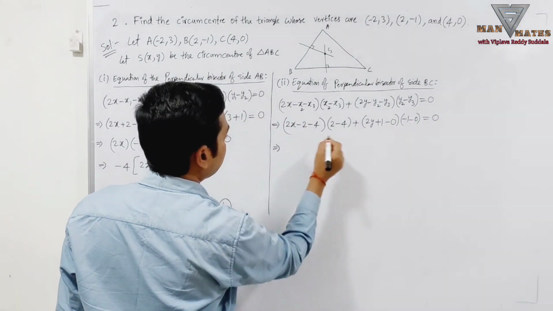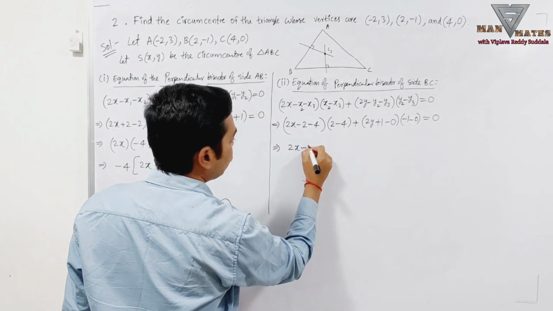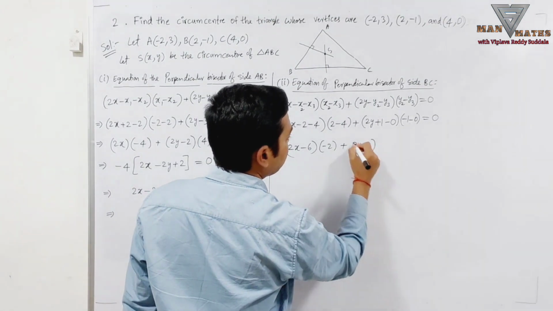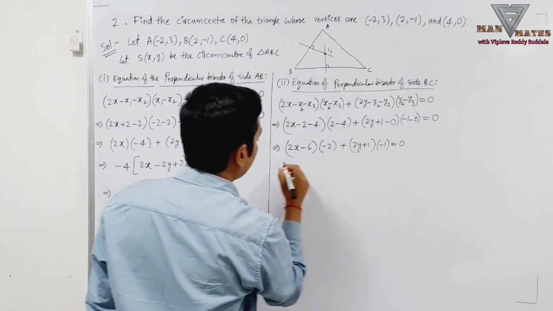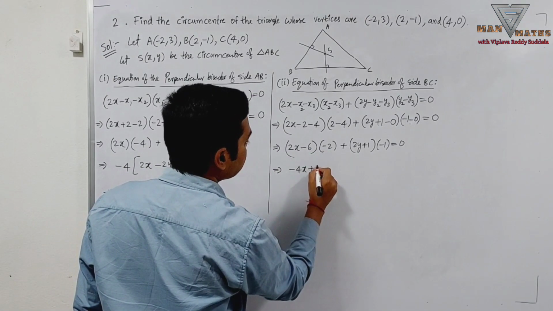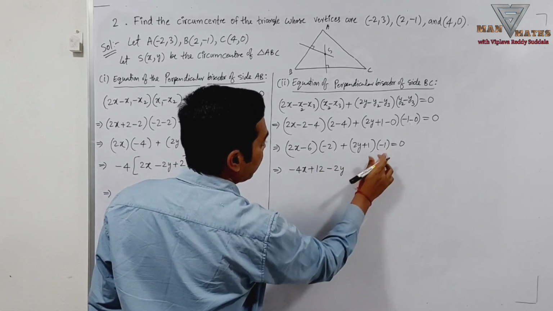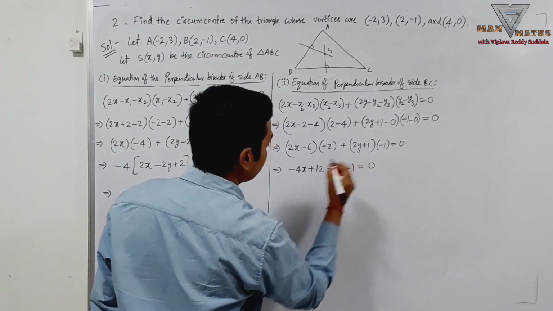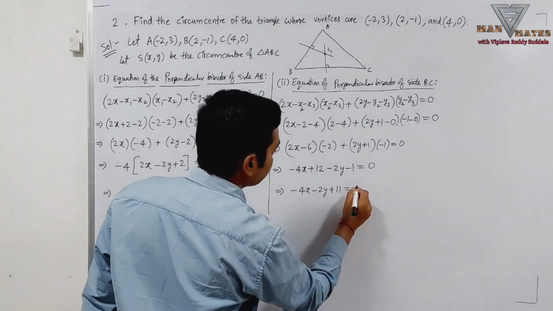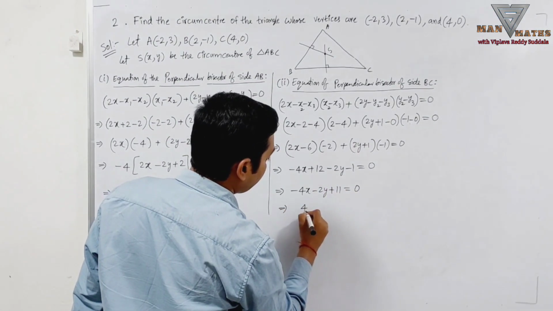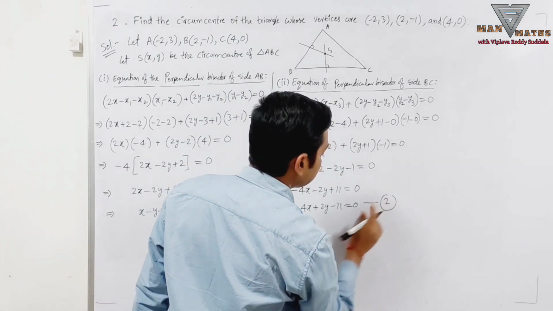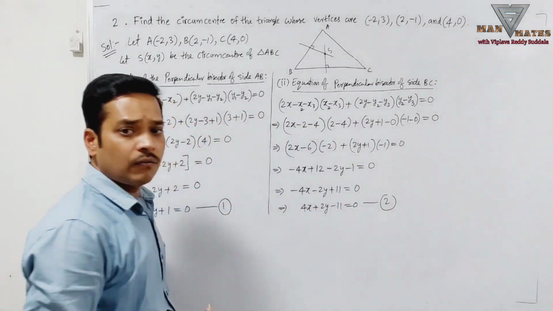Now simplify this one. 2x minus 2 minus 4, that is minus 6, into minus 2, plus 2y plus 1 into minus 1. Now multiply inside each and every term: minus 2 into 2 minus 4 is minus 4x minus of minus plus 12, minus 2y minus 1 into plus 1 minus 1, equal to 0. From this, minus 4x minus 2y plus 11 equal to 0. Now take minus common: 4x plus 2y minus 11 equal to 0. This is the second equation, the equation of the perpendicular bisector of side BC.